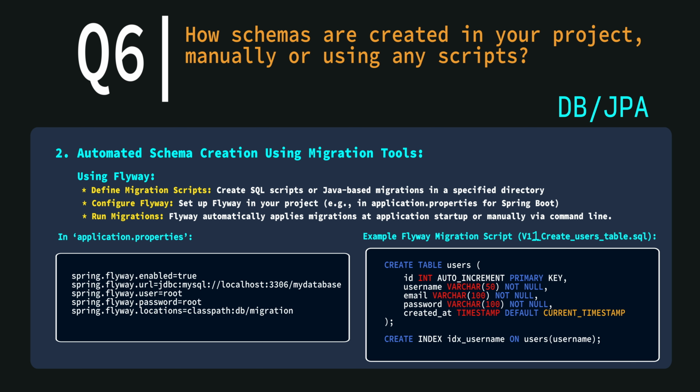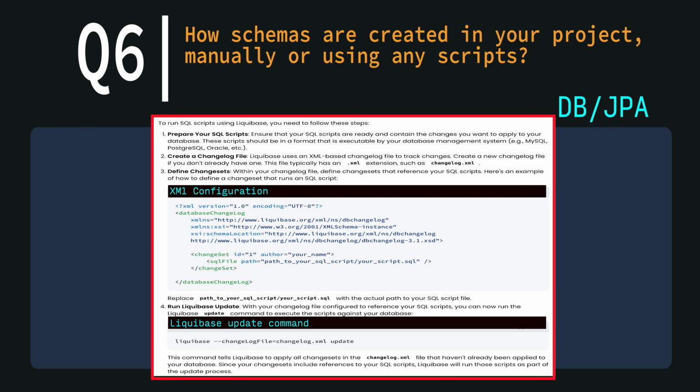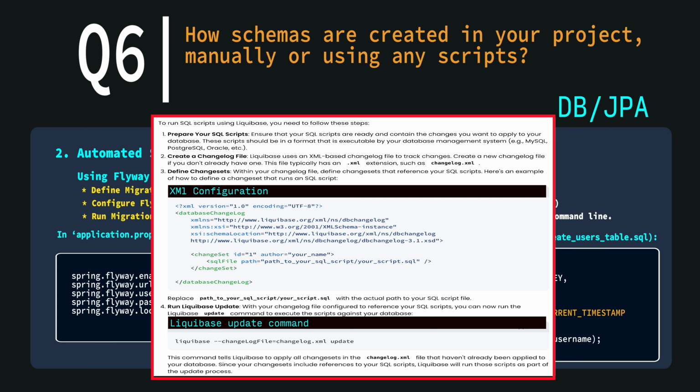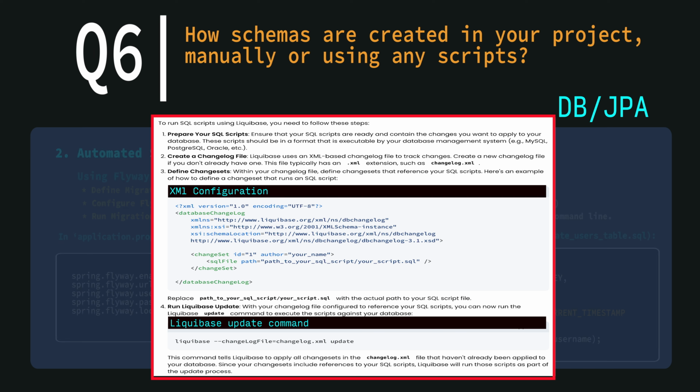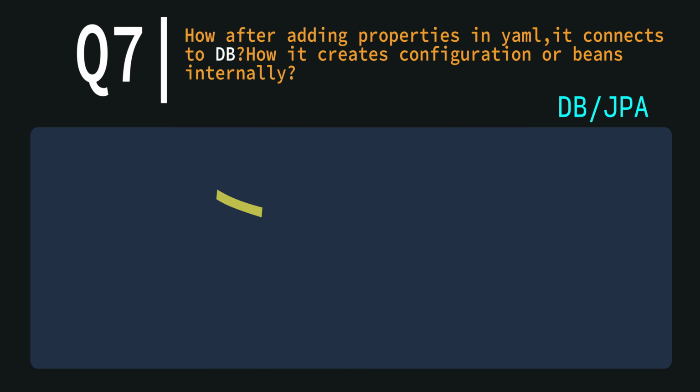In a similar manner, we can use Liquibase also for the auto scripting. I'm just popping up the example here for Liquibase. So whether it's Flyway or Liquibase, their motto is the same, that is automating the scripts. The only difference is in their configuration and the way they control the scripts. So now let's move to the next question.